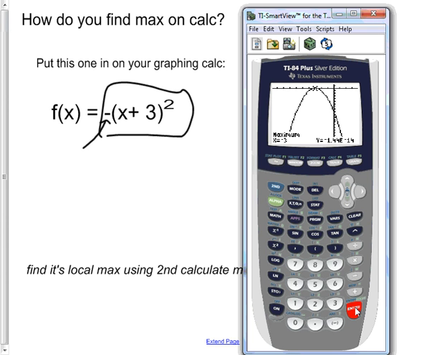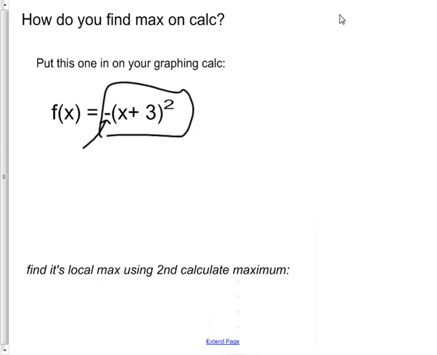So which is the answer? Is it the -3 or is it the 0? What I asked for was the maximum, which doesn't that sound like the highest? What's the highest this graph went? That's a height thing. That's an up and down. That's a y thing. So I wanted the y number. So your answer was 0. Not the -3. It's the 0. It was at -3, 0, but that's the height. That's the maximum. All right.